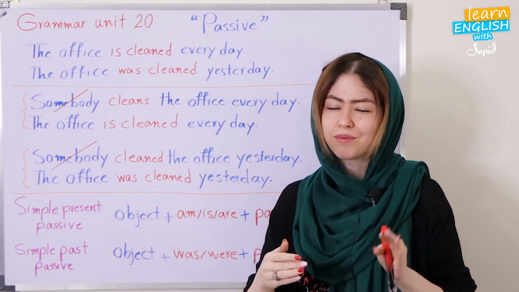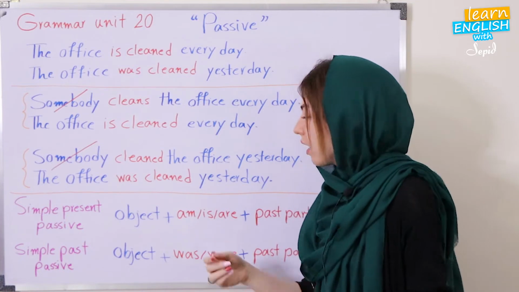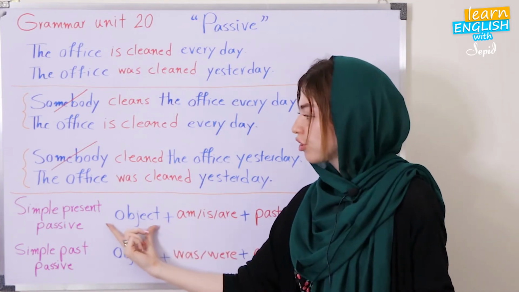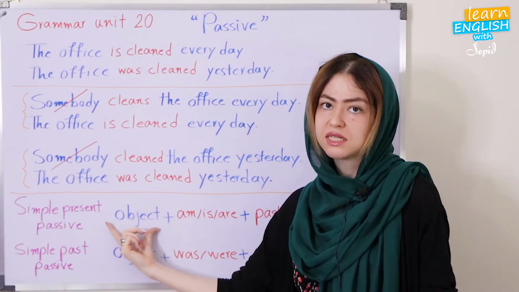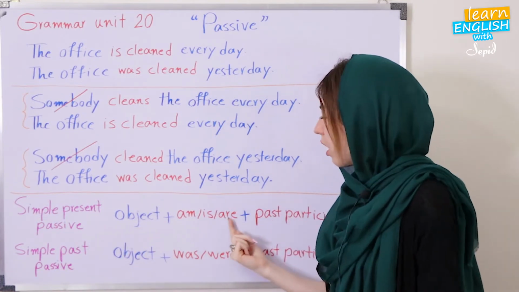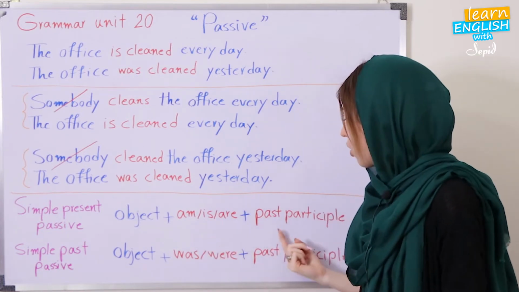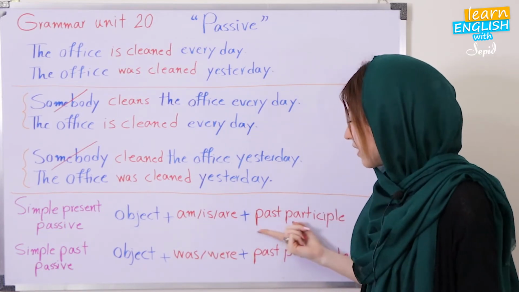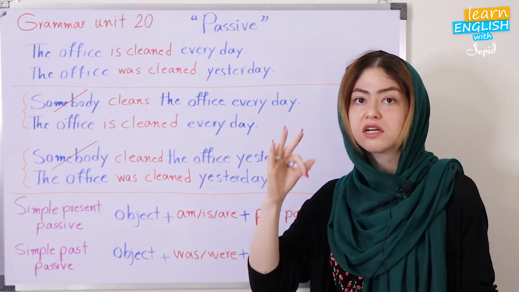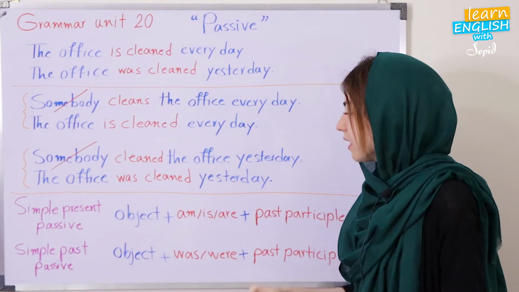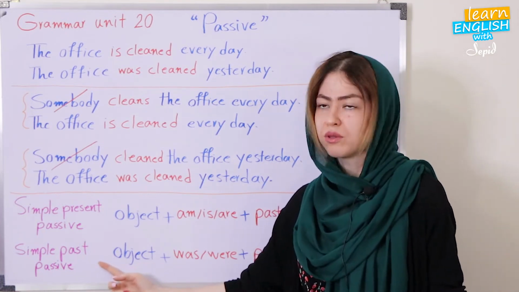I am loved by my parents, like this. Or is, are, that is related to your object. If your object is plural, you can use are. If it is singular, is. So let's go. Plus past participle, the third form of the verb, or verb 3. So that's it. Let's go to the next formula.